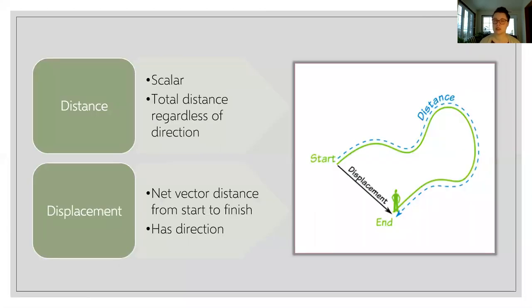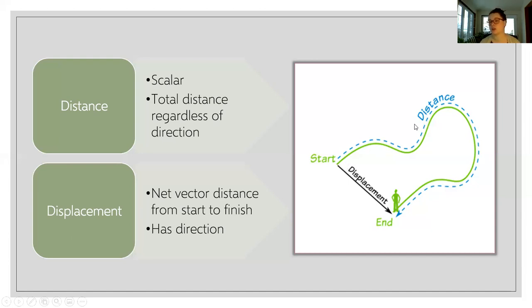So we're going to begin with distance and displacement. Distance is a scalar term. It's the total distance regardless of direction. So if we look at the image here to the right, we start, the distance is quite long, the overall path. It's like going around a trail. But if we look at the displacement from where they start to where they end, it's much shorter. So distance adds all the directions or adds everything up and ignores any directional signs, whereas displacement is the net vector distance from the start to the finish, and it's always going to have direction.